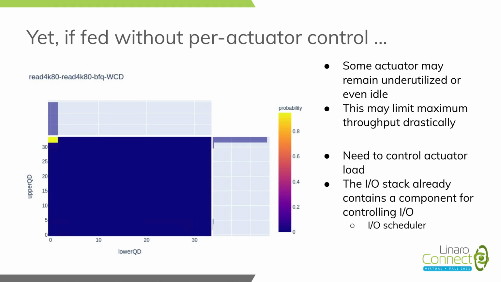So without control, in this specific case that we wanted to show you, we have one of the two actuators completely idle. We are in a very bad usage situation for this drive. This evidently limits the throughput, and may have a dramatic effect on it. What we need is to control the load on the actuator, so decide how to properly send requests to both actuators, in this case with two actuators. So it's a control problem, a problem of controlling I/O.